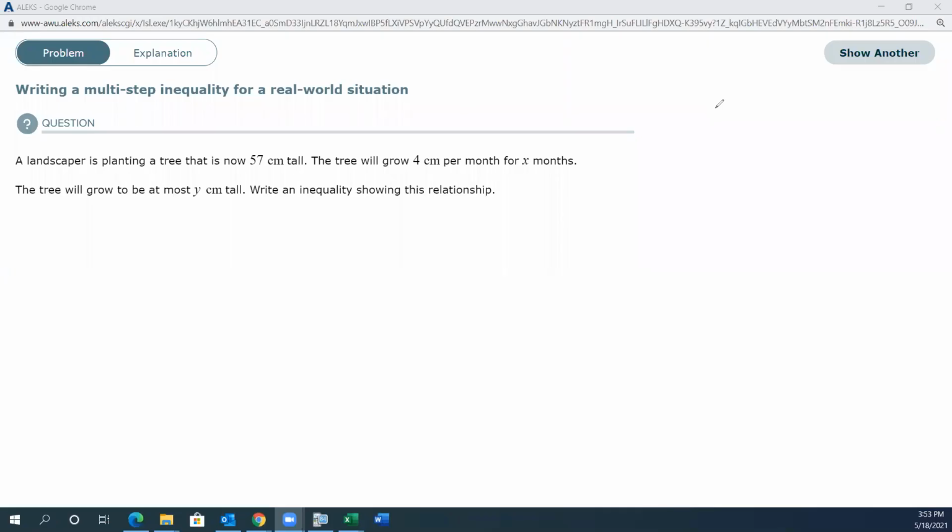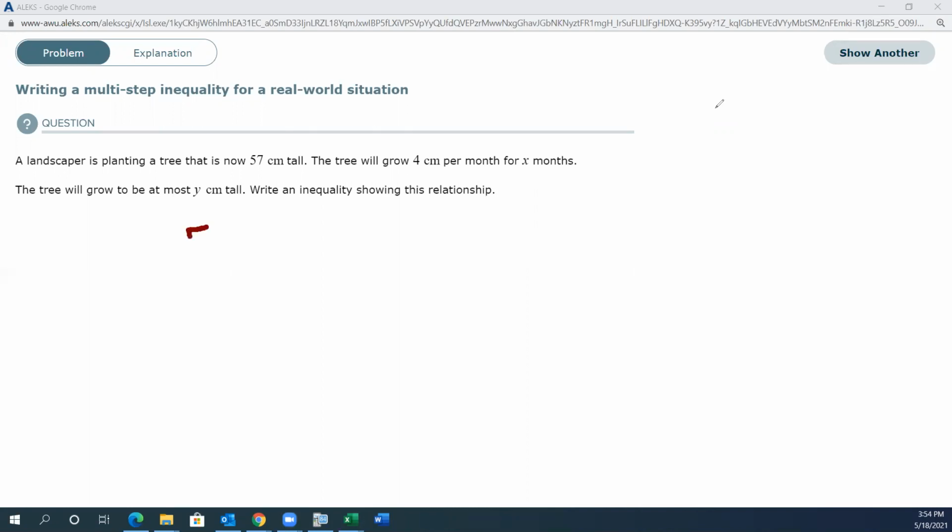All right, so on this one, all we're doing is writing an inequality statement. We're not graphing it or solving or anything, just practicing writing it, which is good practice for word problems, which, well, this is a word problem. Okay, so a landscaper is planting a tree that is now 57 centimeters tall, and it's going to grow 4 centimeters every month for X months. The tree will grow to be at most 5 centimeters tall. So write an inequality showing this relationship.